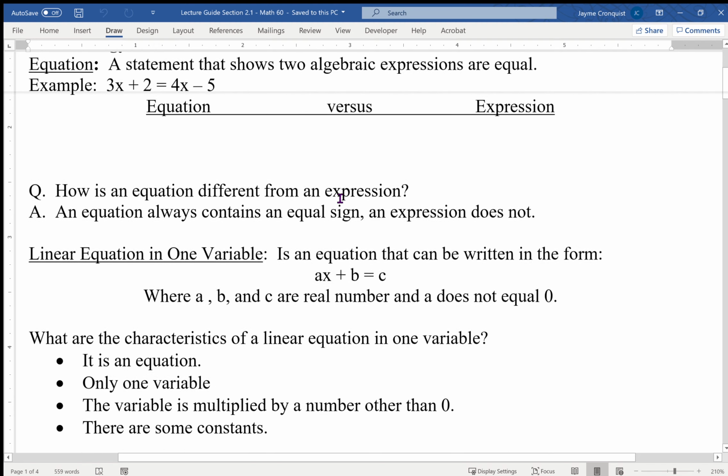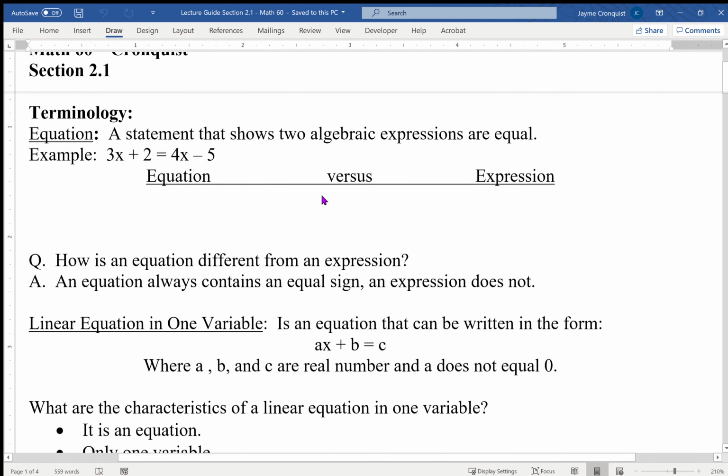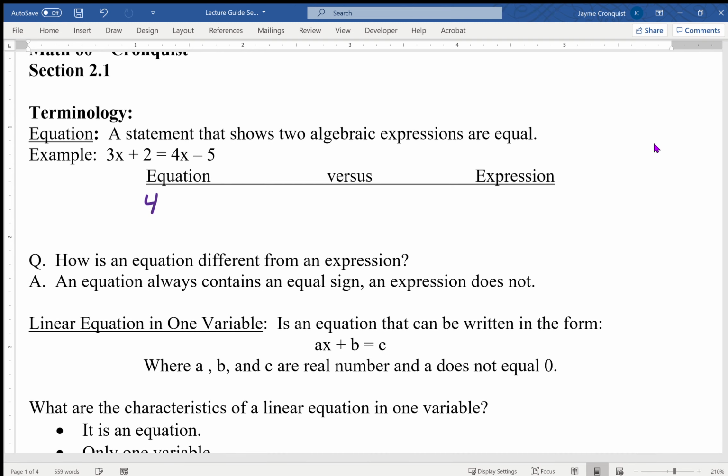Alright, first off we're talking about terminology. An equation: a statement that shows two algebraic expressions are equal. So an equation might be 4x minus 3 is equal to 2x squared plus 4. Whereas an expression might be 2x squared plus 4, or 4x minus 3. Both of those are expressions. When they're set equal to each other, that's when you get an equation.